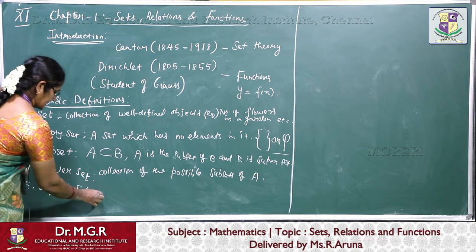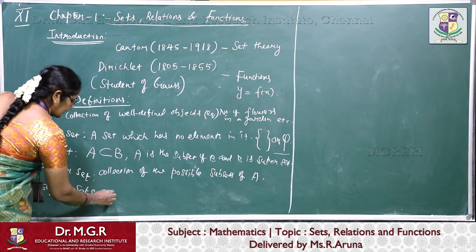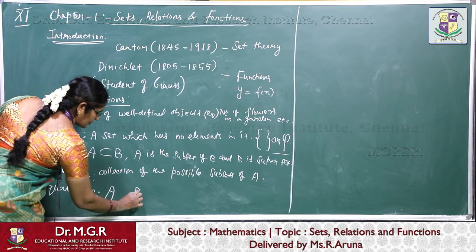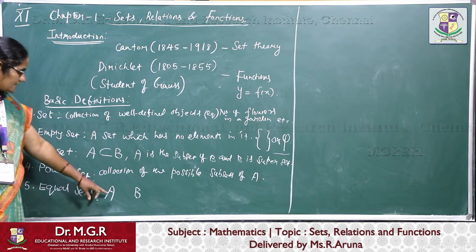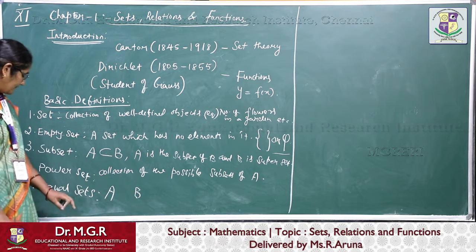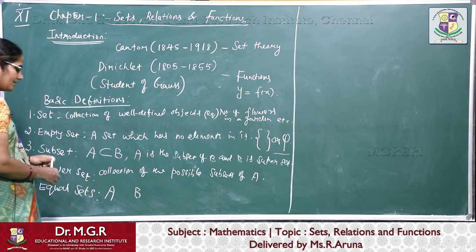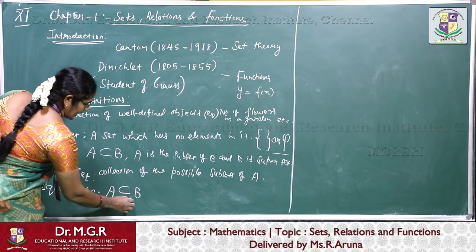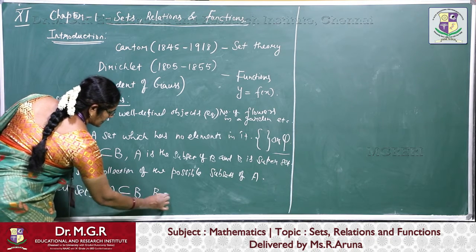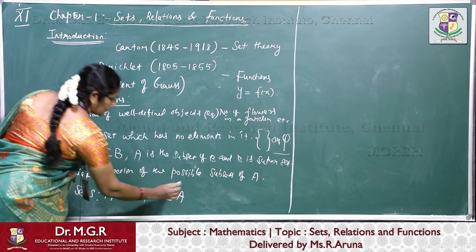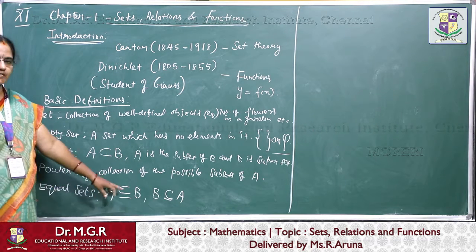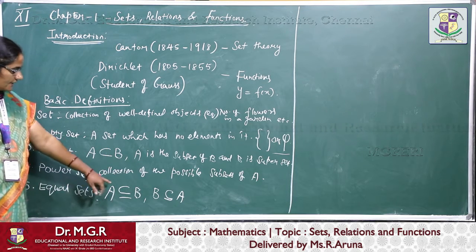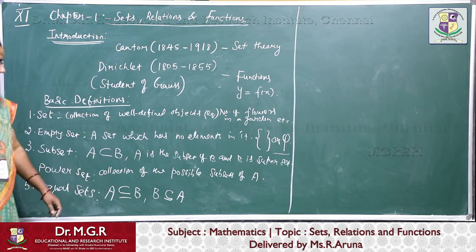Now equal sets. Here also we need two sets to define equal sets. One is A, another one is B. What is an equal set? Equal sets means A is a subset of B as well as B is a subset of A. If both of these conditions are satisfied, we call these two sets equal sets.